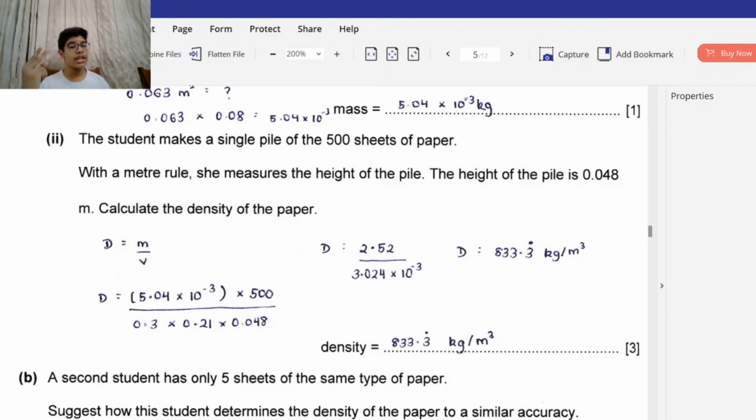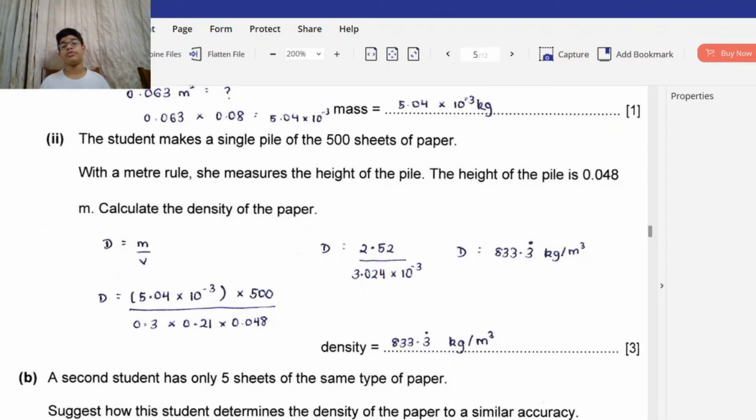Volume is also length times width times height. Basically area times height. So we know the area is 0.6063 and we're going to multiply it by the height of the paper. That gives us 3.024 times 10 power negative 3. That's our volume. Divide 2.52 by that, because basically 5.04 times 10 power negative 3 times 500 is 2.52.